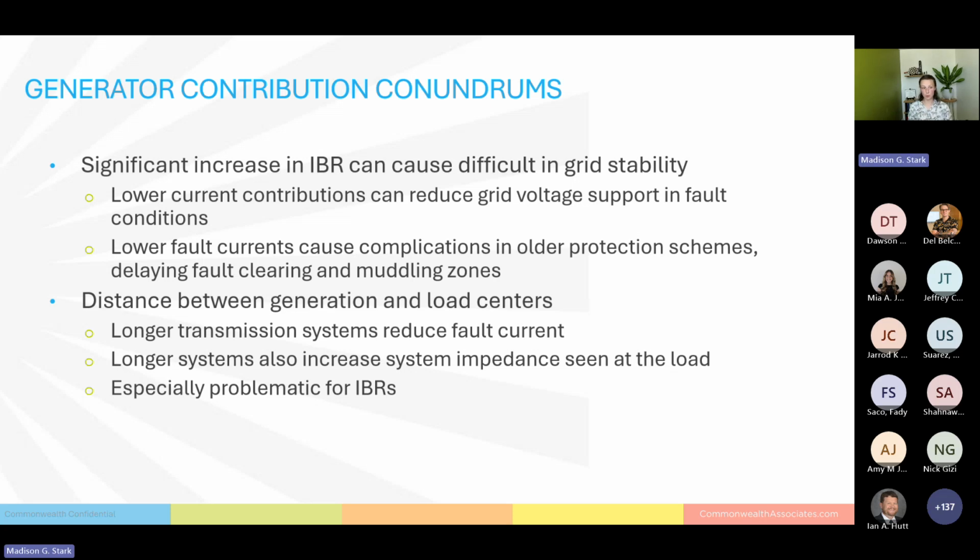Something that exacerbates that as well is distance between generation sites and load centers. With longer transmission systems, by default you have higher impedance, so you're going to reduce fault current, especially at the load, because that load is seeing the full system impedance. So it's going to be decreased there. This is especially problematic for inverter-based resources because they already have much lower fault current contributions. So the further they are from their load base, the more that problem is going to be exacerbated.